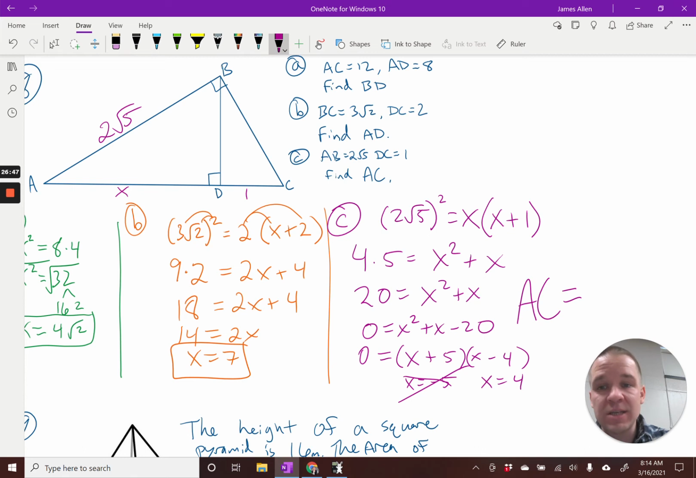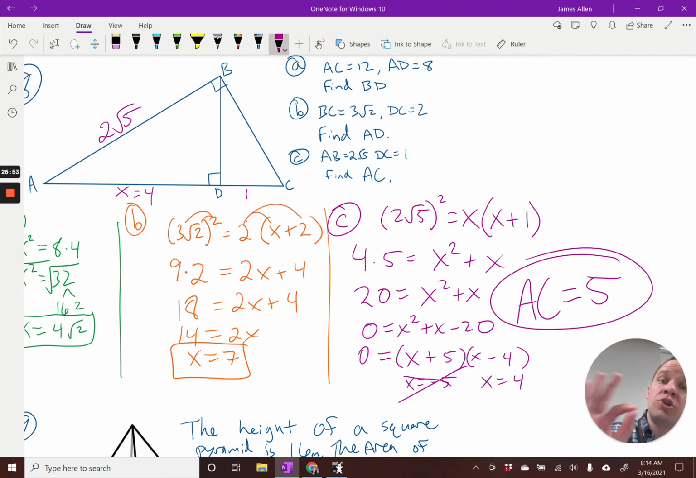AC is equal to, if this is 4, AC is equal to 5 for my final answer. So make sure to double check that you have the correct answer.